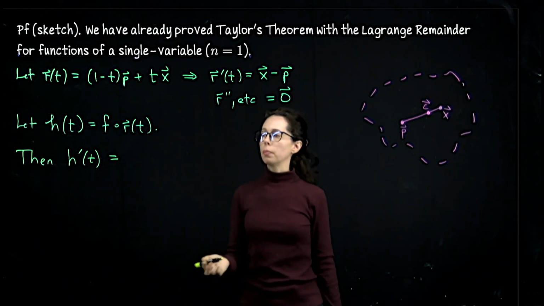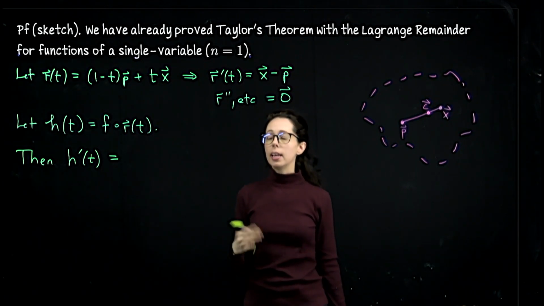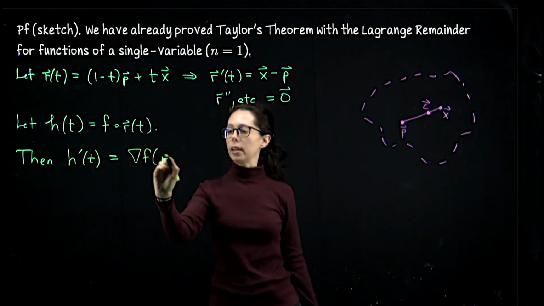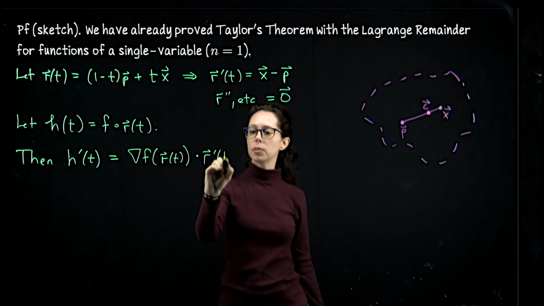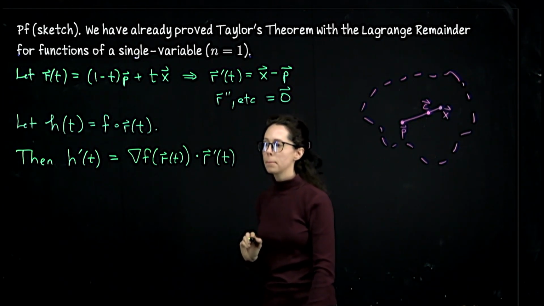By the chain rule, it's the derivative of the outside evaluated on the inside times the derivative of the inside. Since f is a scalar valued function, let me put this in gradient form. So it's the gradient of f evaluated along r of t dot the velocity vector.